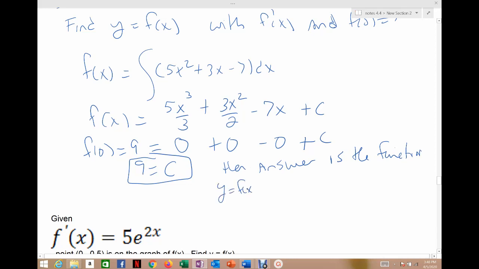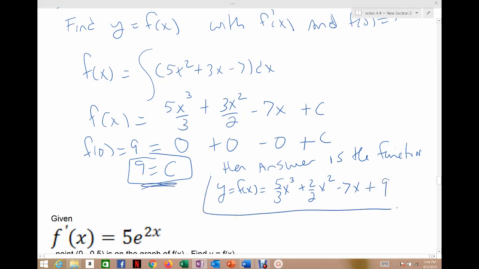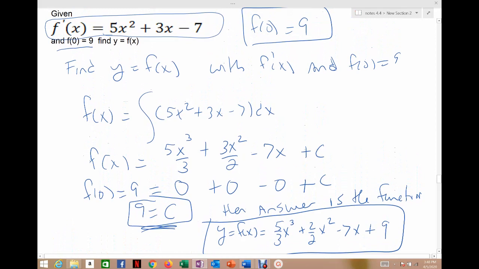Y equals f of x is 5/3 x cubed plus 2/2 x squared minus 7x, but instead of some unknown c, I now know my constant value is 9. And so that is a unique answer. That is the only function with this derivative and this function value. It's the only function that has those two parts to it.